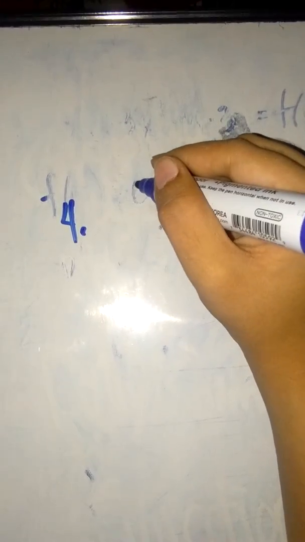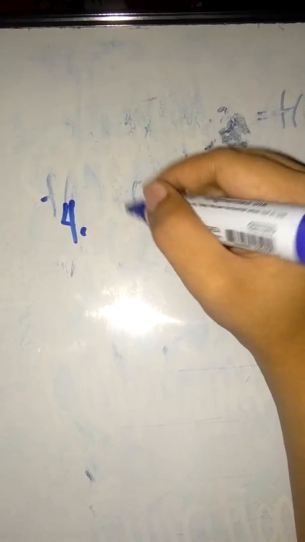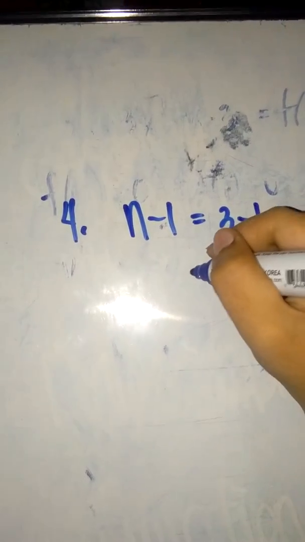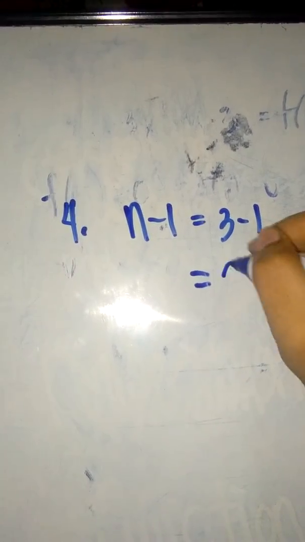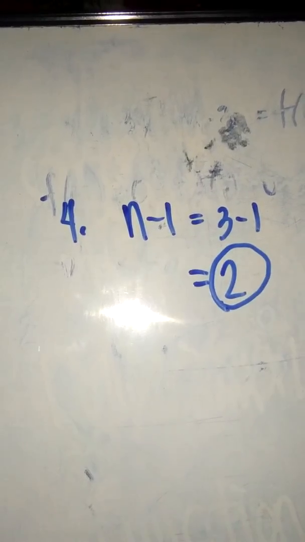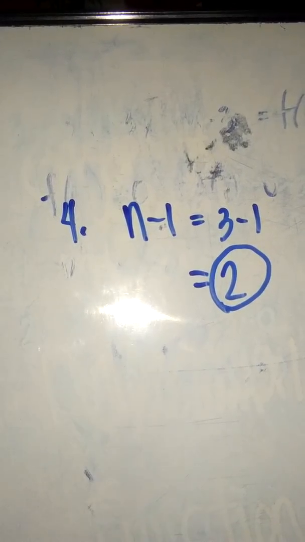Next step is to find the maximum number of turning points, and we have n-1. Since our n here is the degree of the function, which is 3, n-1 equals 3 minus 1, which is just equal to 2. So the maximum number of turning points is 2.